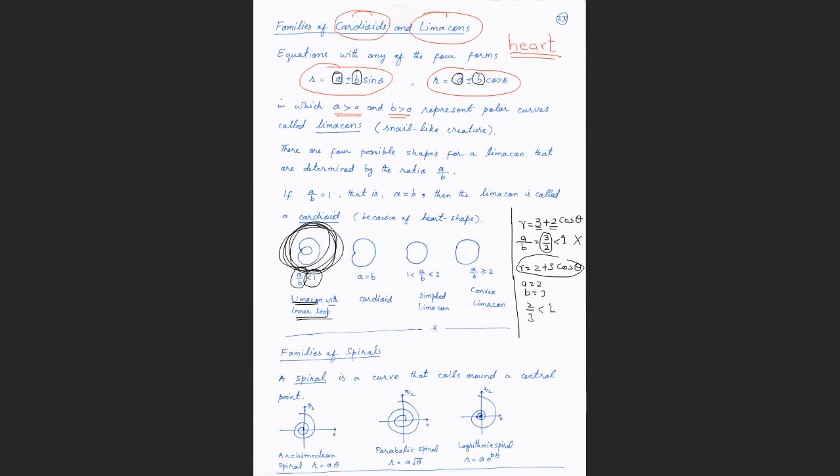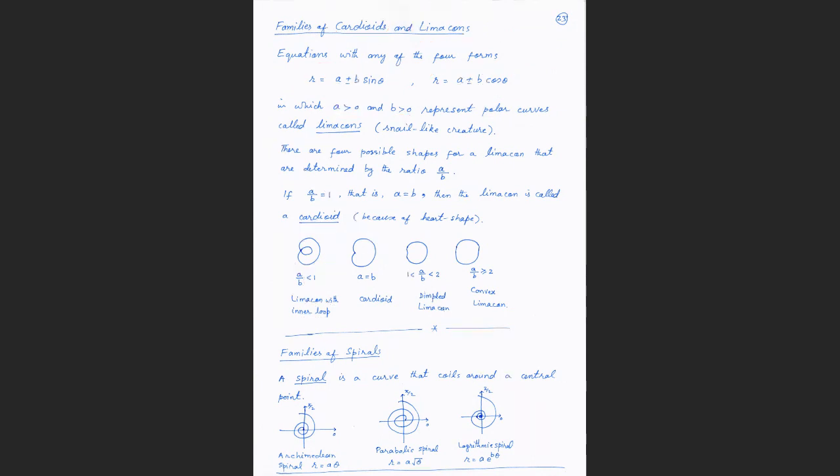Why this shape? See here, this is cosine of theta, so it must touch the x-axis line. So this is the shape. This is for the cosine. Similarly, for the sine, r is equal to 2 plus 3 sine of theta. 2 divided by 3 is less than 1. So this shape will be like this one.